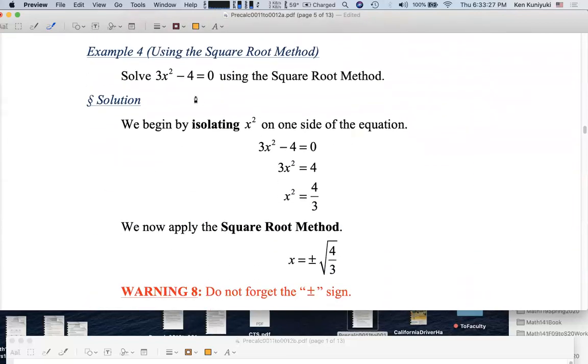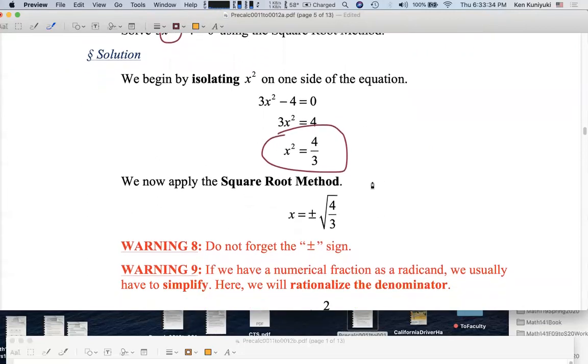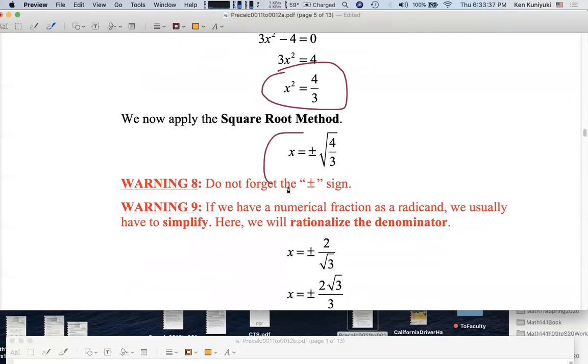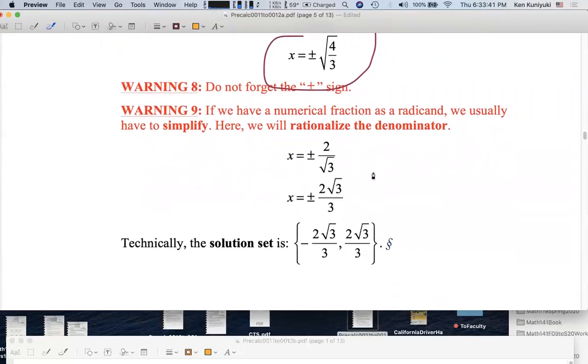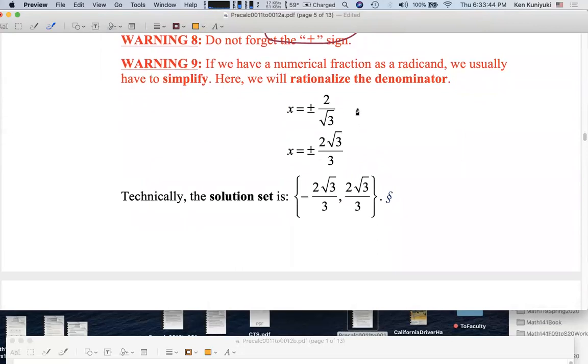So using the square root method, if there's no x term, solve for x squared. You get x squared equals 4/3. Use the square root method. Plus or minus the square root of 4/3. Simplify that radical. Rationalize the denominator. Here we multiply by root 3 over root 3. And we get our solution set. Although quite frankly, if you end up with this here, that might be more convenient, but technically our solution set should be written like this.